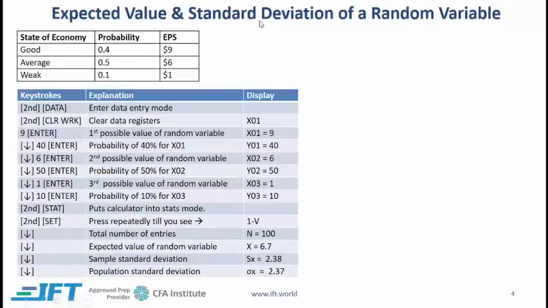Next, expected value and standard deviation of a random variable. Now let's say a random variable is EPS, or earnings per share. These are the 3 possible values of the random variable, and we also have probabilities. So the probability that the value will be 9 is 0.4, and so on. So we are given 3 probabilities and then 3 possible values. How do we enter this, and how do we come up with the standard deviation?